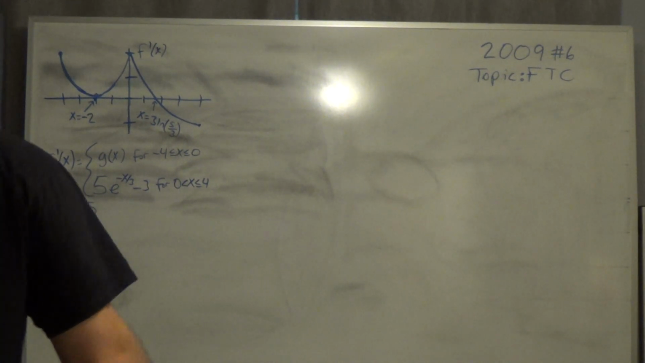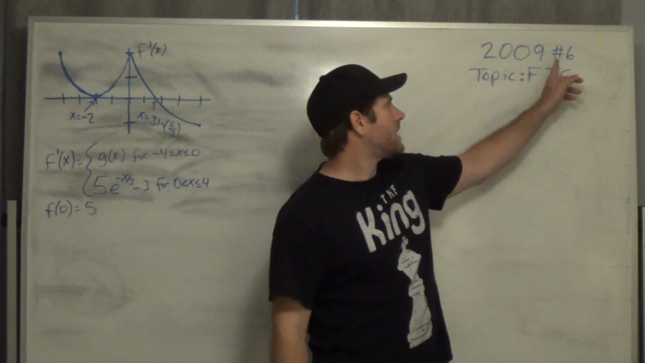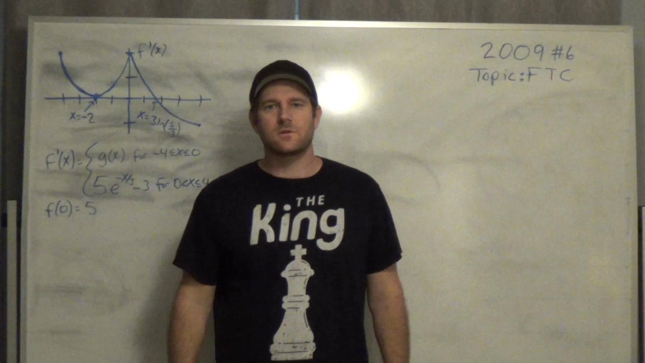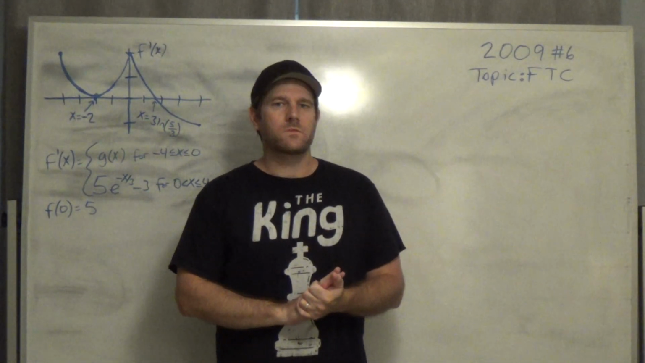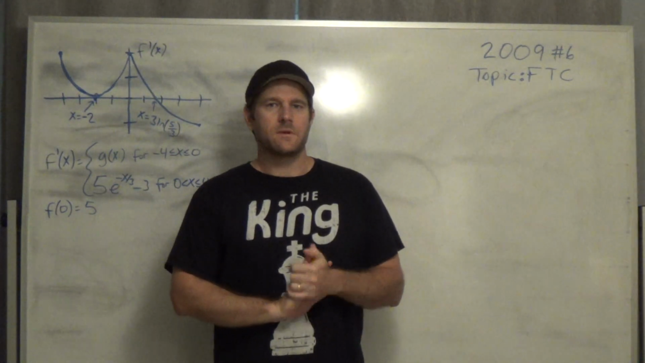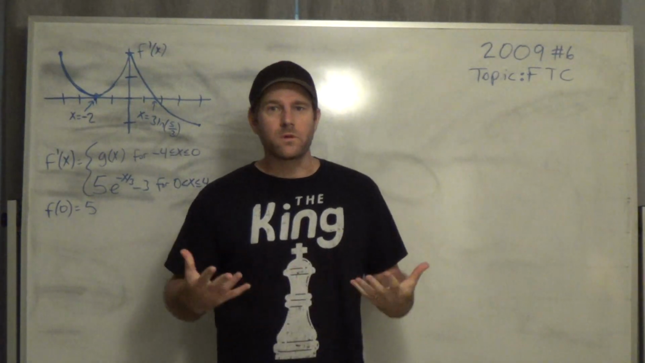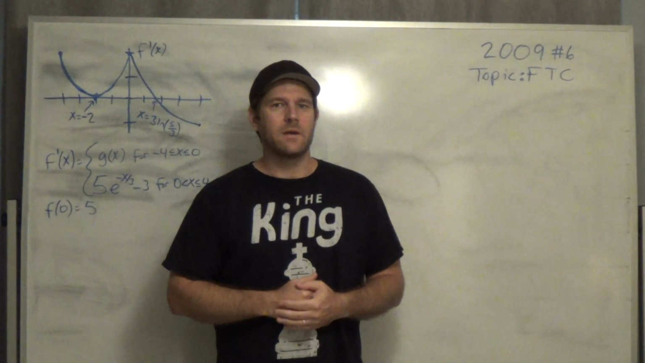Hi, AB Calculus students. We are working on 2009 number 6. Topic is an FTC problem. It uses the fundamental theorem of calculus. And this question is one of the three questions that's going to be on your quiz later this week. The three topics are table questions, FTC questions, and separate and integrate. And I really believe there'll be a big focus on these three on your AP exam come May 12th.